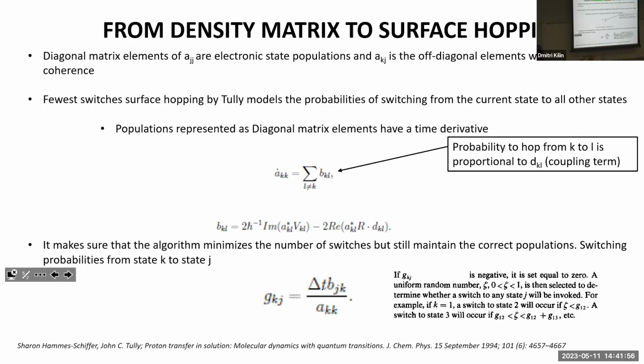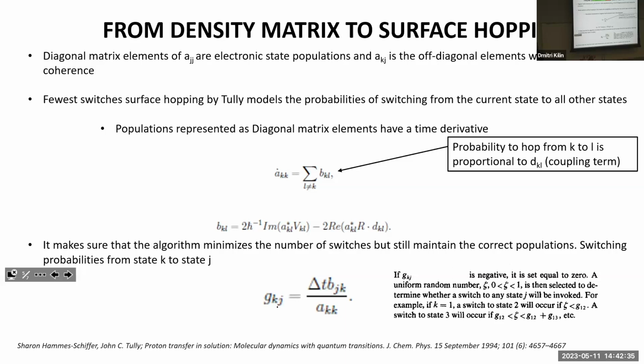So G here is how the probability is being defined. So this expression, showing some spread. This BJK here is this expression here, and then you have AKK, which represents the density matrix here. So if this expression is being evaluated and this value is negative, then it's zero, meaning it's not going to make the switch between the states.